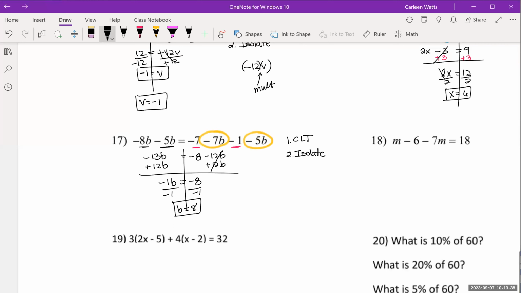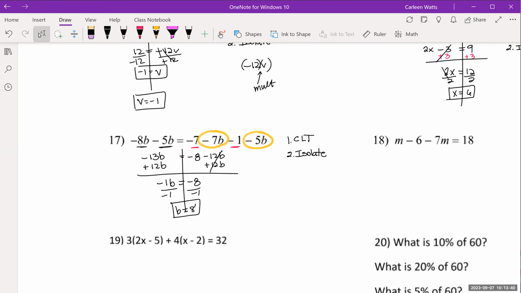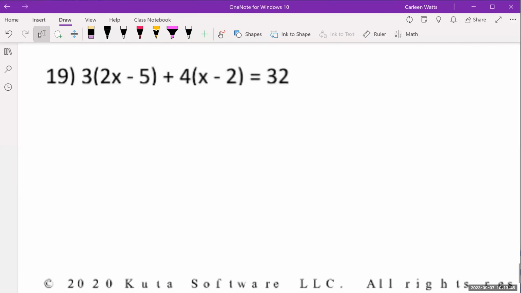Okay, number 18, you're either going to do on your own or you're going to request it at the end. Let's talk about 19. This one might be on your Canvas quiz. Where did I get this one? Might be from your Canvas quiz.